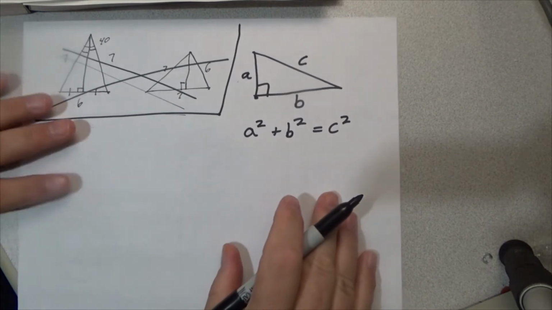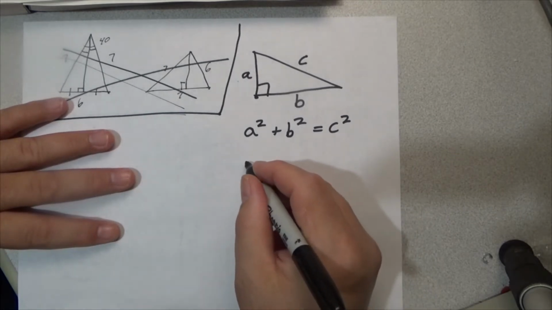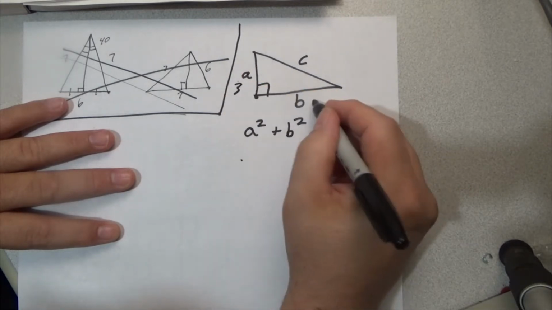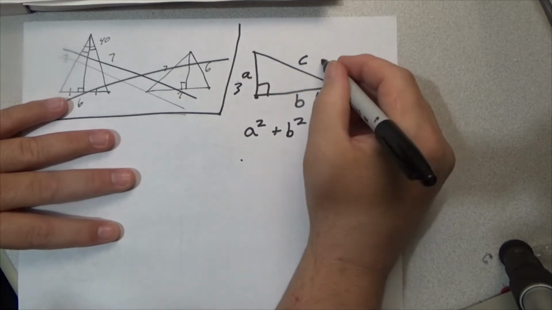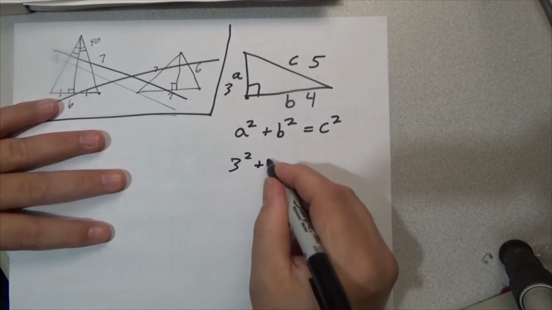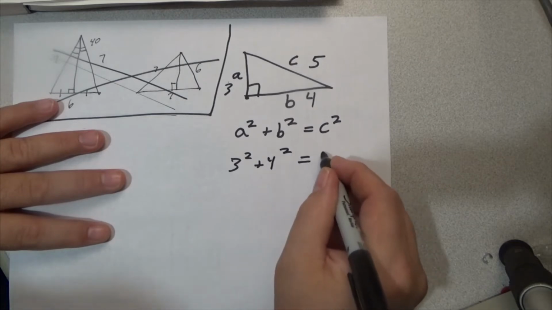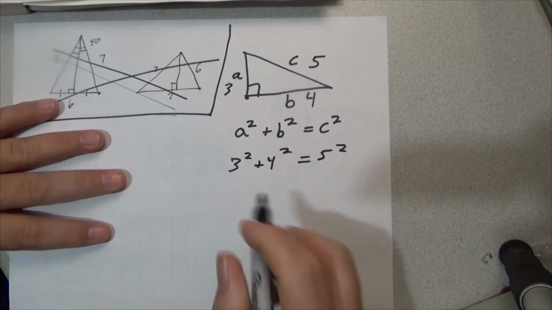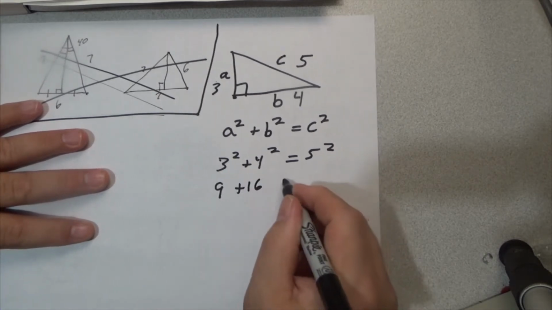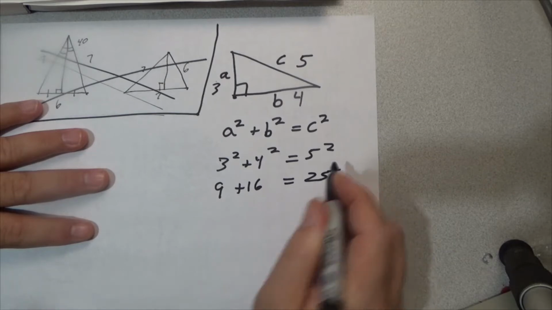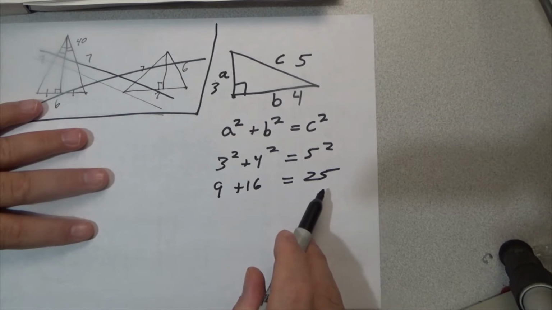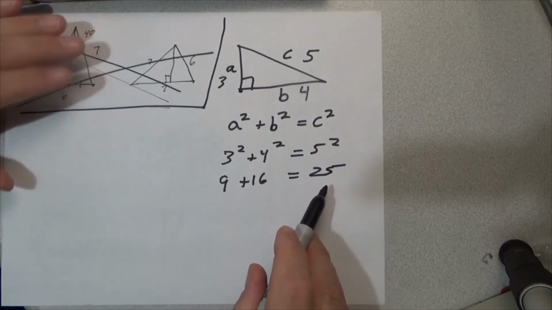Let's talk about the 3, 4, 5 triangle. Let's say that this side is 3, this side is 4, and this side would be 5. So 3 squared plus 4 squared is equal to 5 squared. Well, 3 squared is 9, 4 squared is 16, and 5 squared is 25. Is this true? 9 plus 16 is equal to 25. Yep, the 3, 4, 5 triangle.